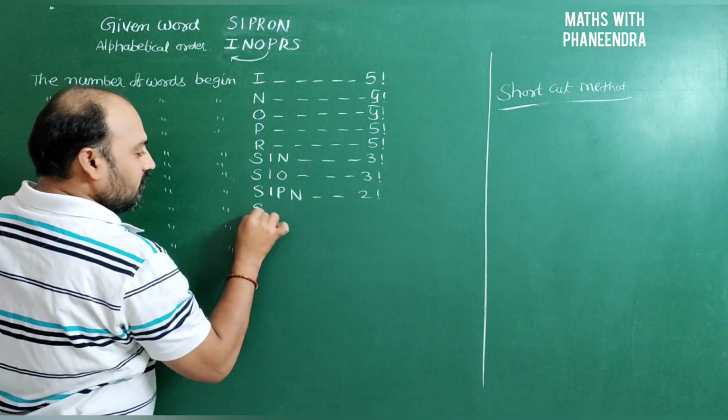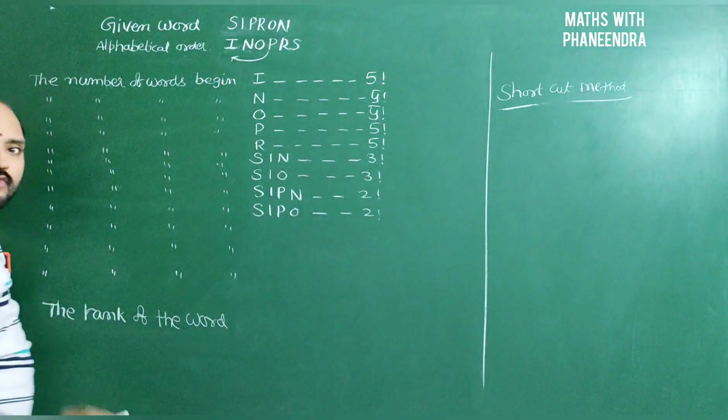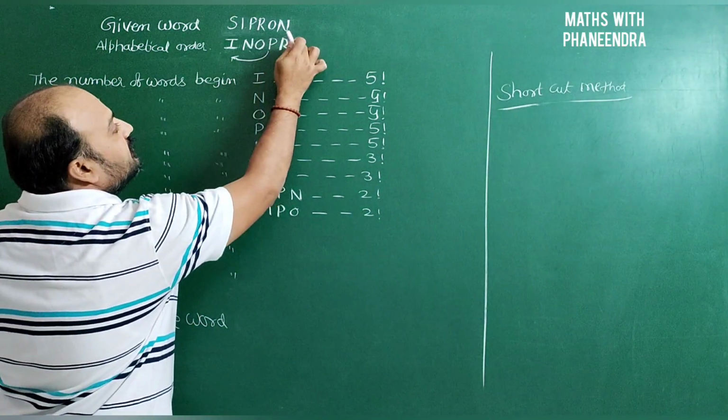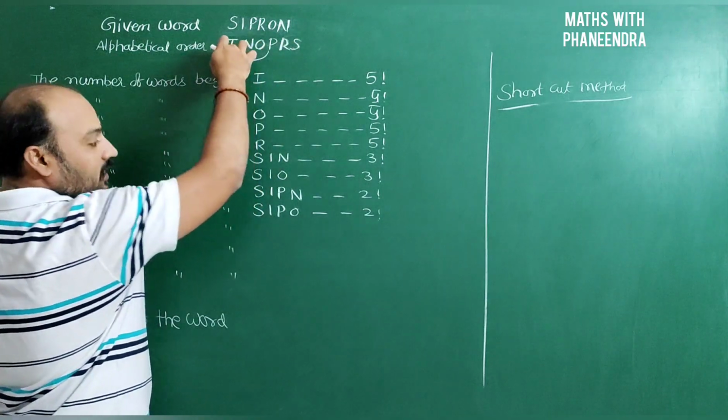SIPO. The remaining 2 letters can be arranged in 2 factorial ways. Next, SIPOR. Sorry. SIPOR.